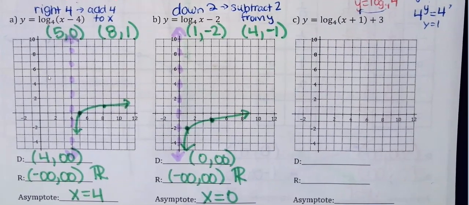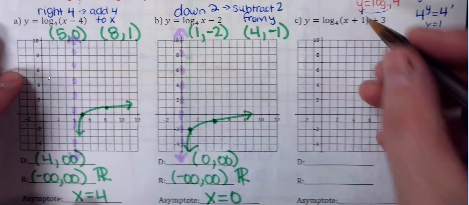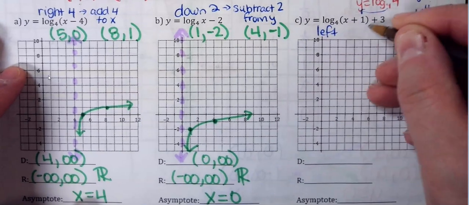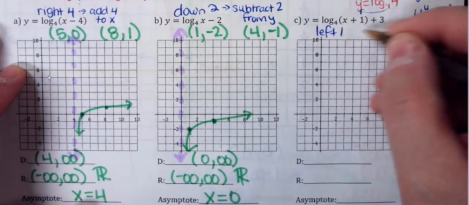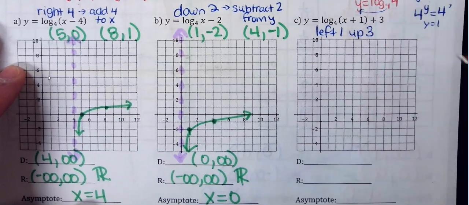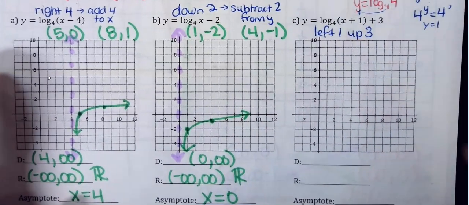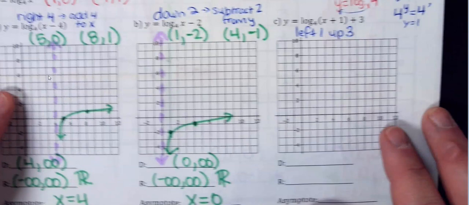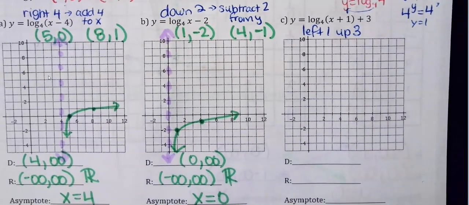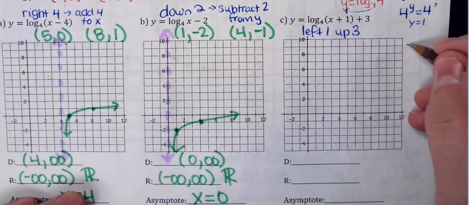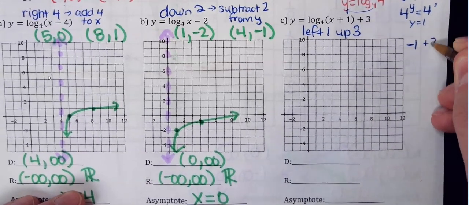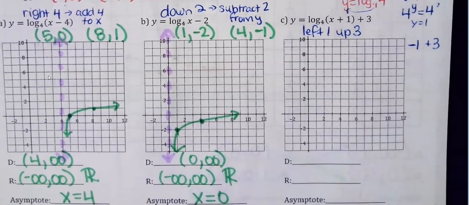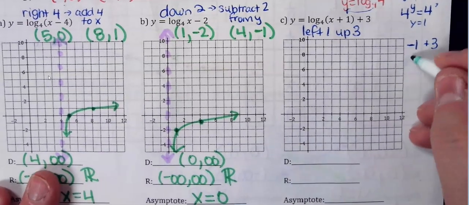Okay, now the last one, I got 2 shifts going on here, right? It's plus 1, so I'm going to go the opposite of what it looks like. So I'm going to go left 1, and plus 3, so I'm going to go up 3. What I'm going to do to those 2 points, using the margin to the side, is subtract 1 from the x coordinate and add 3 to the y coordinate. So the left or right affects the x coordinate, the up or down affects the y coordinate.